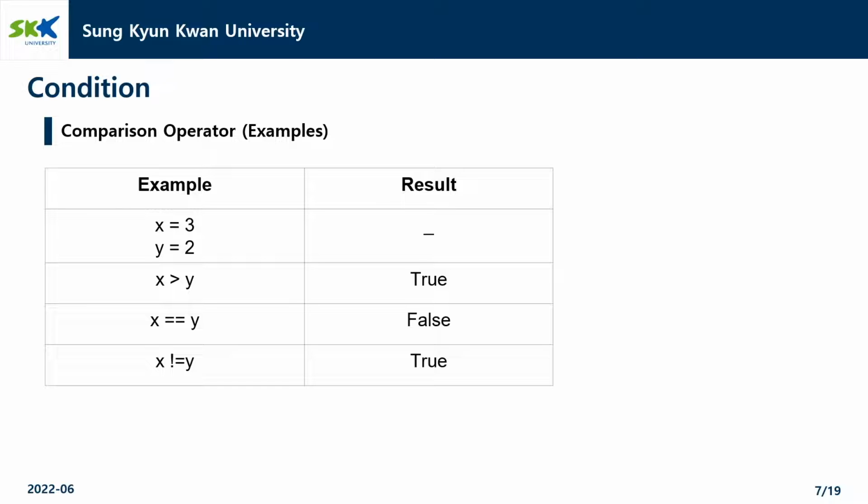Next, let's check an example using a comparison operator. We will look at the results of the following conditions when x is equal to 3 and y is equal to 2. It can be seen that true comes out when x is larger than y, false when x is equal to y, and true when x is not equal to y.